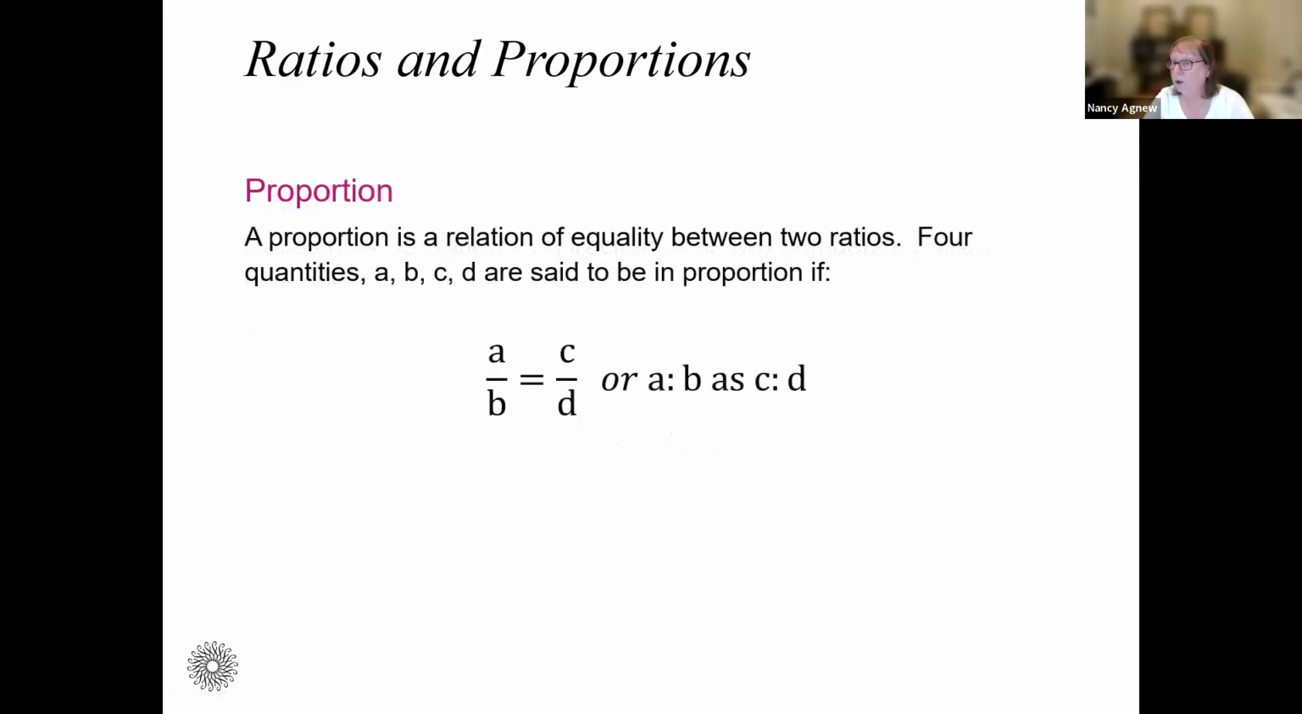Okay, so that leads us to proportions. So a proportion is the relationship of equality between two ratios. We know it is because it's got an equal sign here in the center. So this ratio would be A is to B and C is to D. And A is to B equals C is to D. We can also read it this way using the colons, but I don't find that as useful.